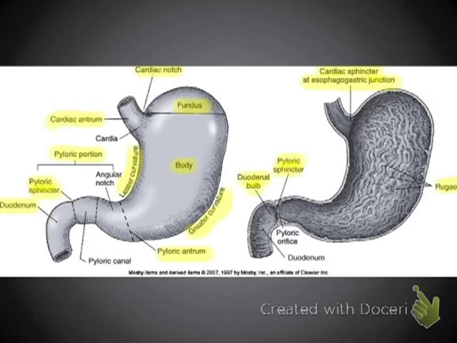We have the cardiac notch here, which is created by the esophagus forming the esophagogastric junction and the fundus residing above it. We have the cardiac antrum and the cardiac sphincter located here. We also have the lesser curvature and the greater curvature. And we have the pyloric sphincter here, which keeps food from going down prematurely into the duodenum, which is here.